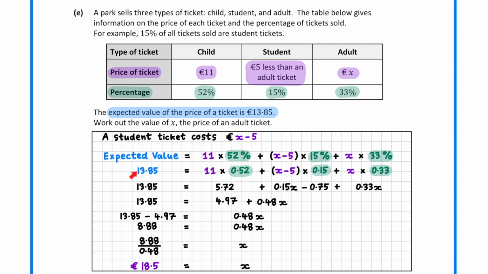We can rewrite the percentages as decimals, multiply out the brackets, combine like terms, subtract 4.97 from both sides, and then divide both sides by 0.48. This tells us that X is equal to €18.50.